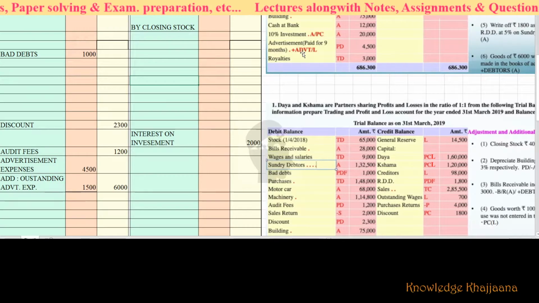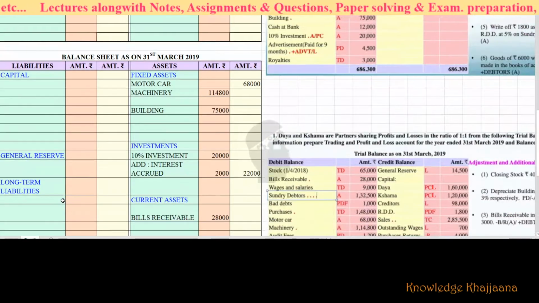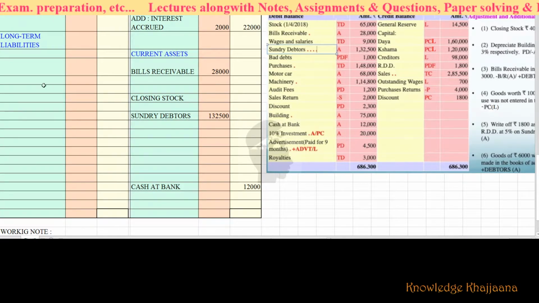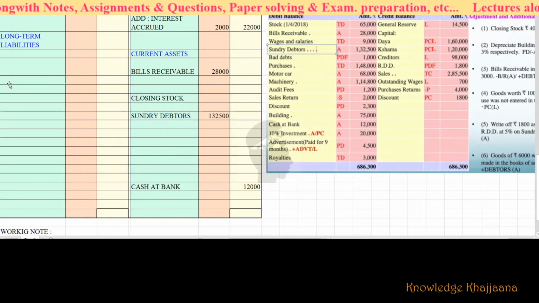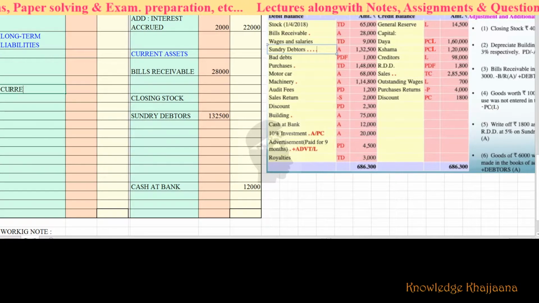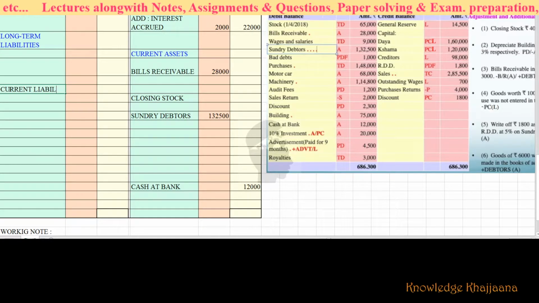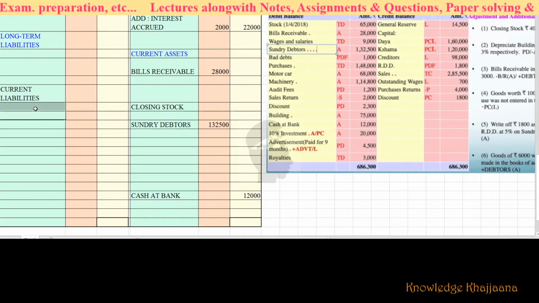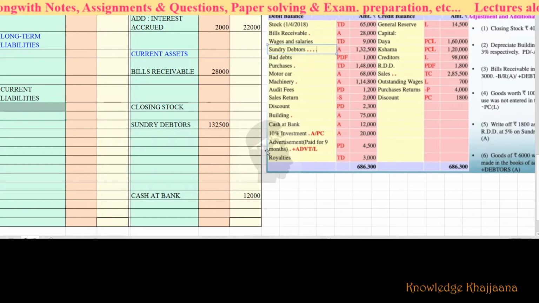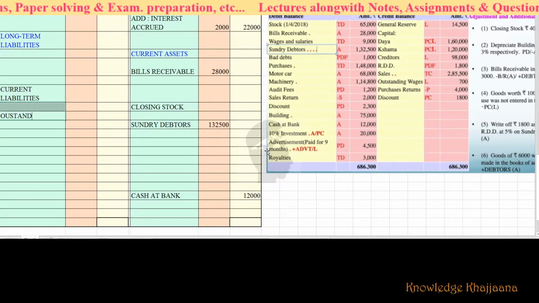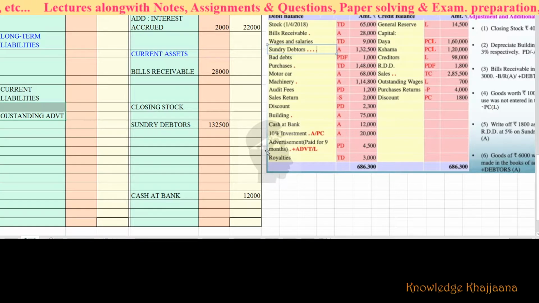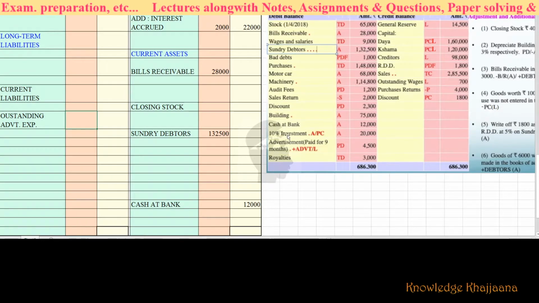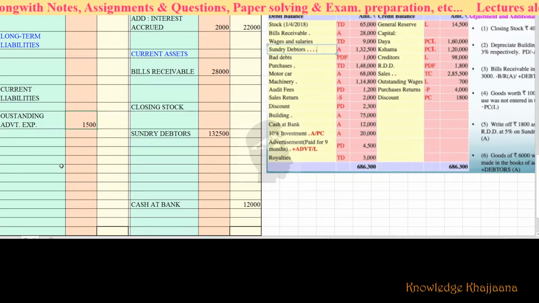And where will the second effect go? It will go to the liability side. It is a current liability. Okay, so as there are current assets, there are similarly current liabilities. What is the current liability? It is outstanding advertisement expenses of 3 months. What are the outstanding expenses? 1,500, right?